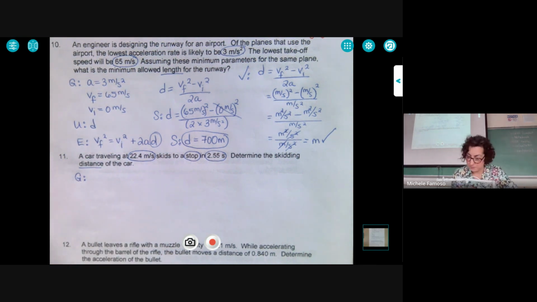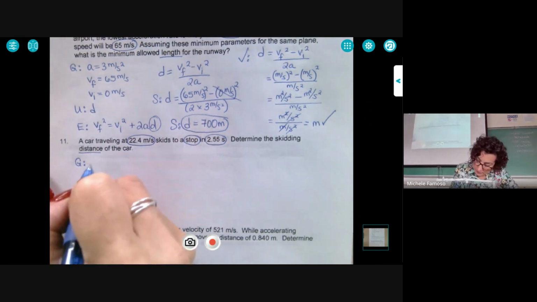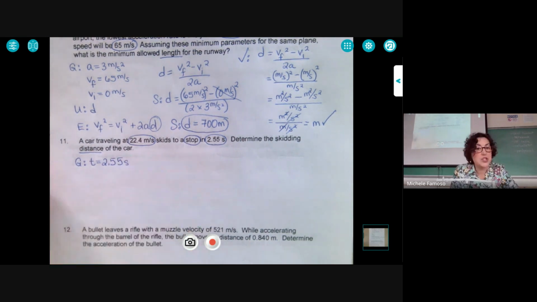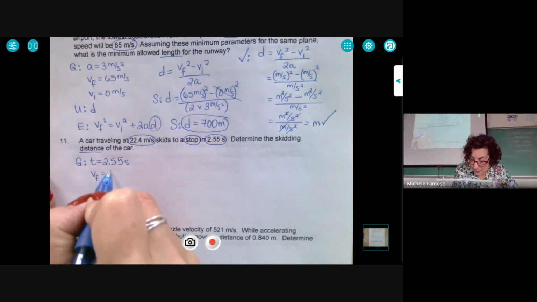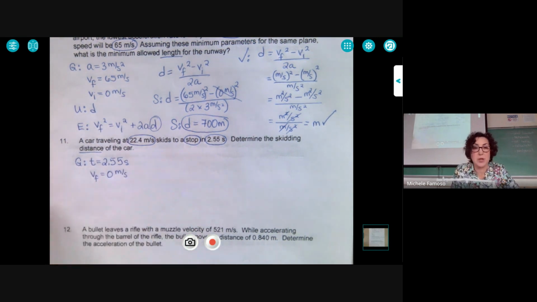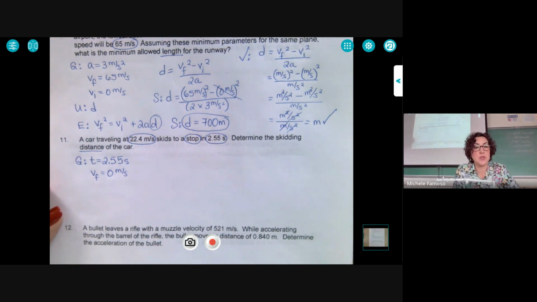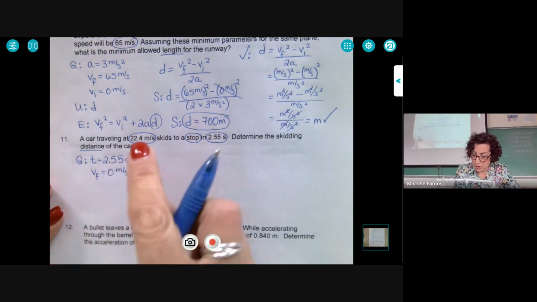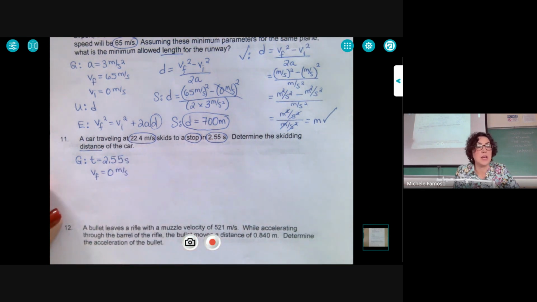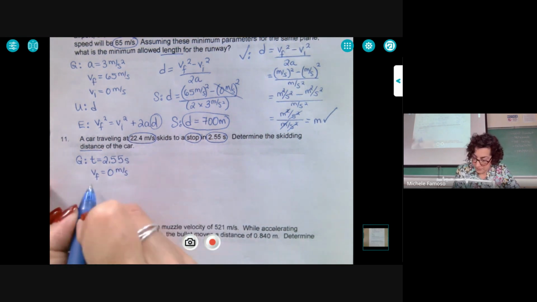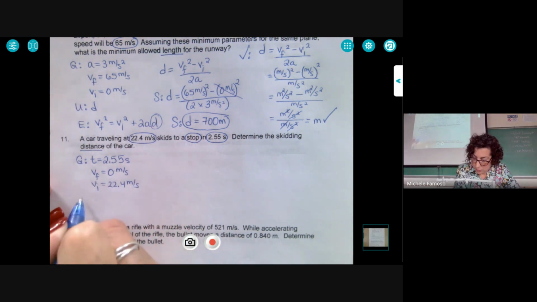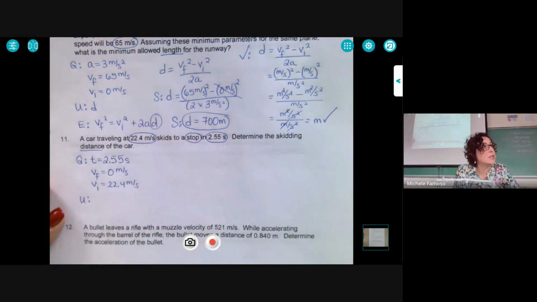Kaylee, how about a given? Okay, that's our T. Christian, another given? Final velocity is 0 meters per second. Yes, when you stop, your VF becomes 0 meters per second. And Logan, what's our third given? Probably 2.5. We already had that. We have the time and the VF. Initial velocity is 22.4. Good. Grady, what's our unknown letter?